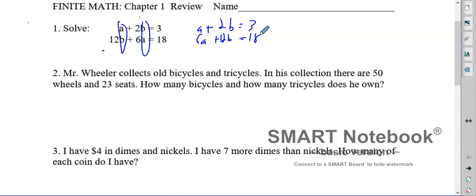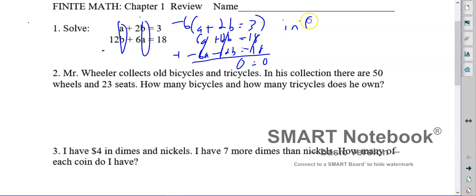All right. Now, I can cancel the a's with negative 6a or negative 12b. Doesn't matter. So I'm going to multiply this by negative 6. What it's going to give me, I'm going to write it right underneath here, is negative 6a minus 12b equals negative 18. When I add these, everything cancels. I end up with 0 equals 0. And when we get a true statement like that, 0 equals 0, 5 equals 5, doesn't matter, that is infinite solutions. It's the same line.